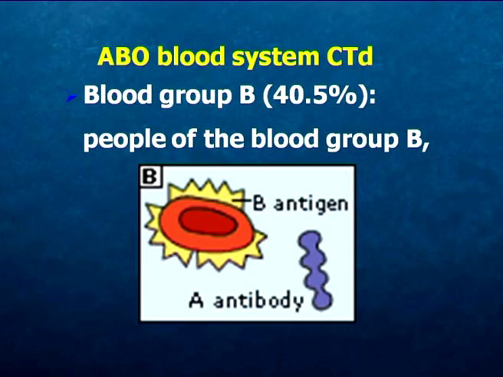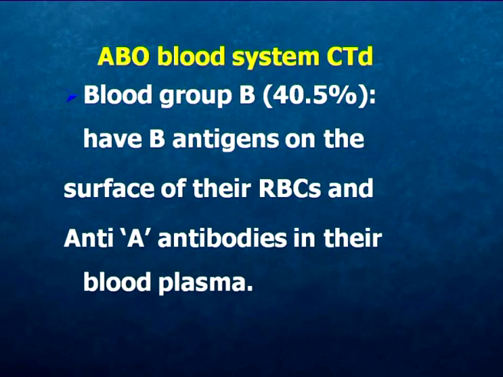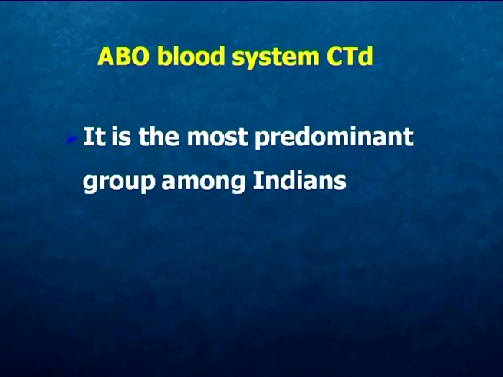Now blood group B. Here B group people happen to be the predominant group among Indians in terms of blood groups. Now B group represents 40.5% of the total Indian population. People having blood group B have B antigens on the surface of their RBCs and anti-A antibodies in their blood plasma. It is the most predominant group among Indians.